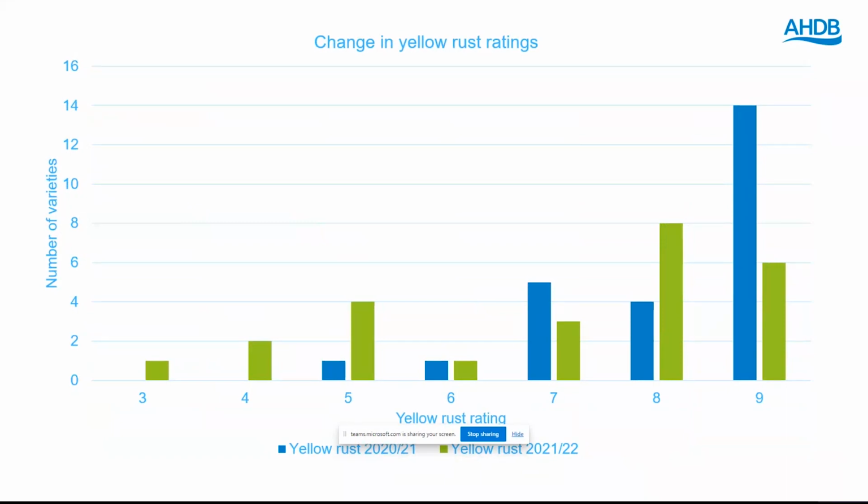And anyway, it's good to grow a range of varieties that have different disease resistance ratings rather than all yellow rust ratings of 8s and 9s, as this can reduce the likelihood of further varietal breakdown in the future.